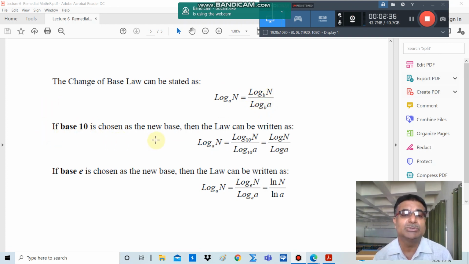If base 10 is chosen as the new base, then log n to the base a equals log n to the base 10 divided by log a to the base 10. That is simply log n upon log a. If base e is chosen as the new base, then log n to the base a equals log n to the base e divided by log a to the base e, that is ln n upon ln a. When we use the base e, this log is written as ln.